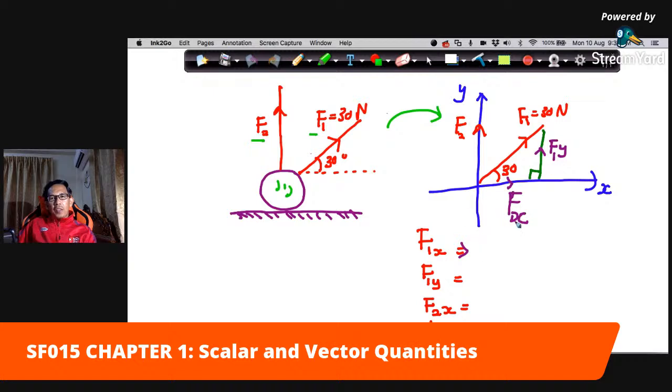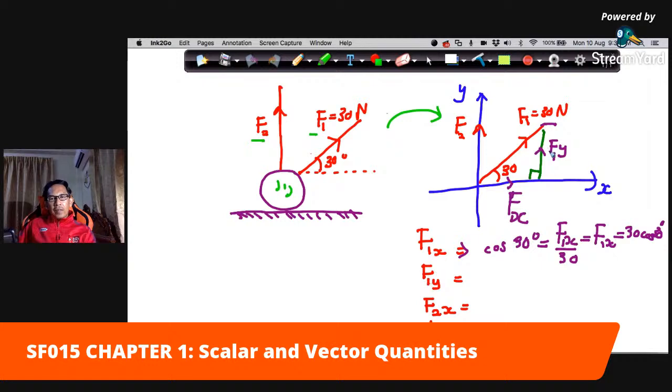F1Y, F1X is equal to, kita ambil sini, katalah cos theta. Cos theta is 30 degree. Cos is equal to adjacent divided by hypotenuse. Adjacent is Fx divided by hypotenuse is equal to 30 Newton. So this is F1X. F1X is equal to cos 30 times 30, or 30 cos 30. Right?